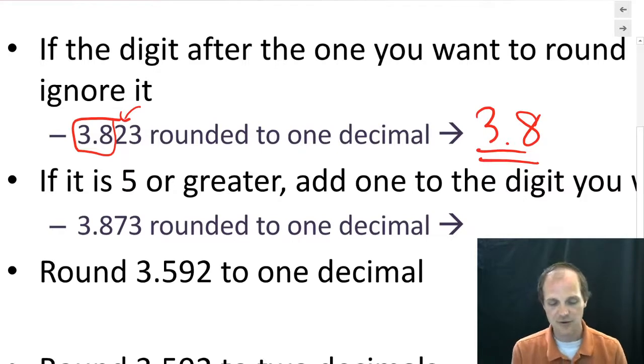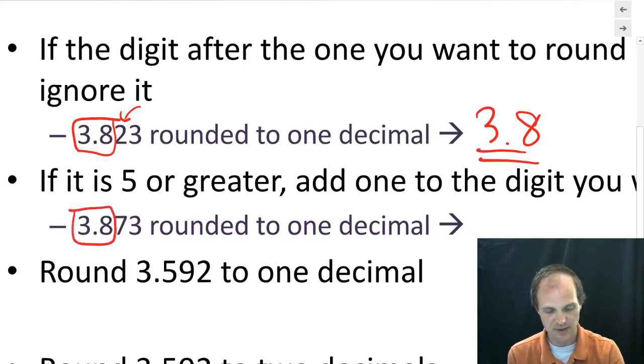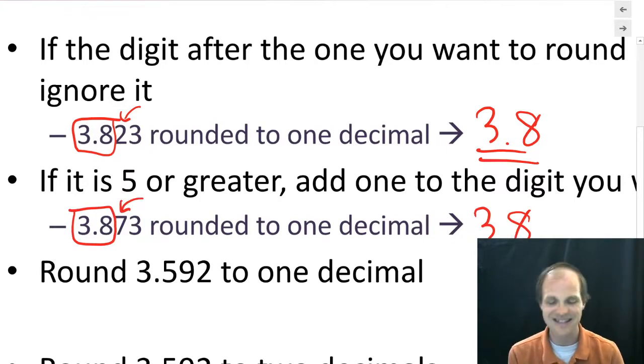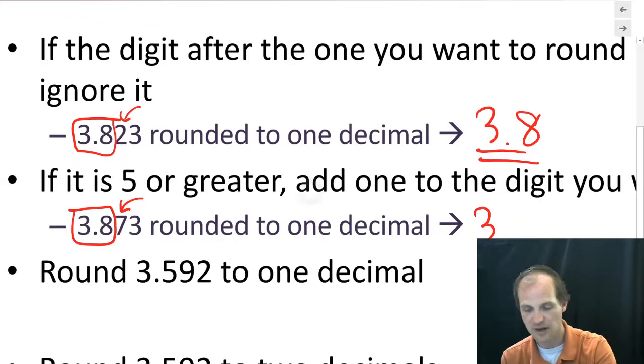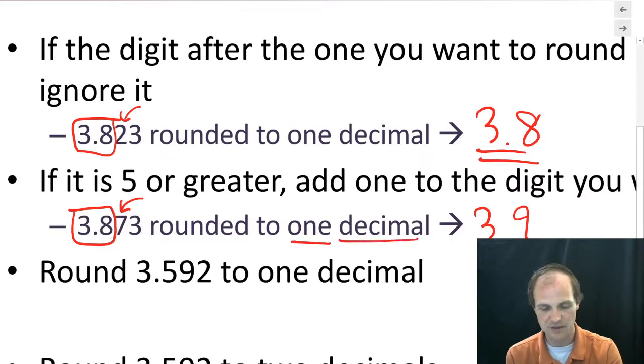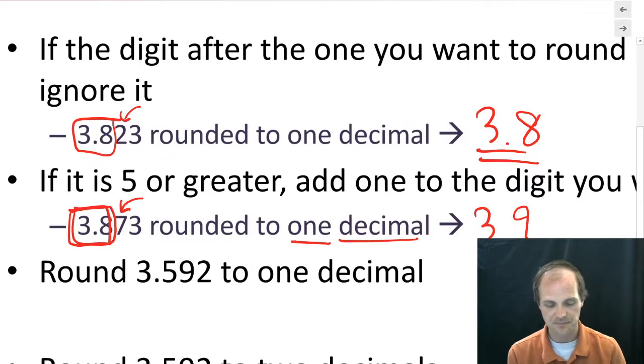But if it's 5 or greater, then I need to change what I do, and I need to round it up. So I've got 3.8 here, but my next digit is a 7, which means I need to round my 8 up to a 9. Why did I draw that box? Because it said 1 decimal, and so I drew a box covering all numbers to where I was ending up.